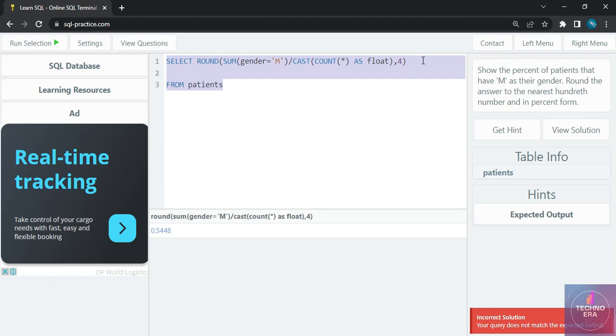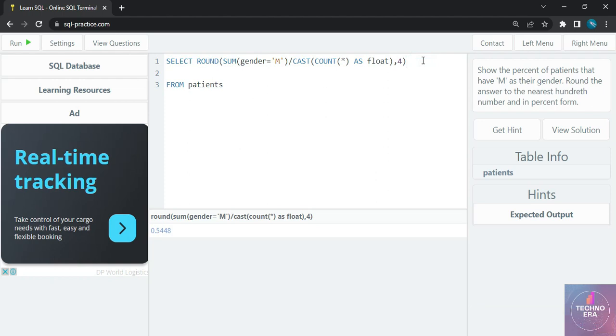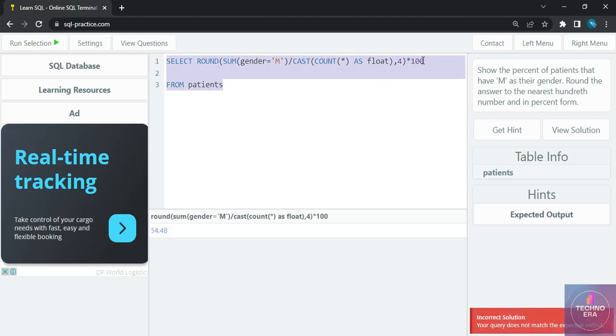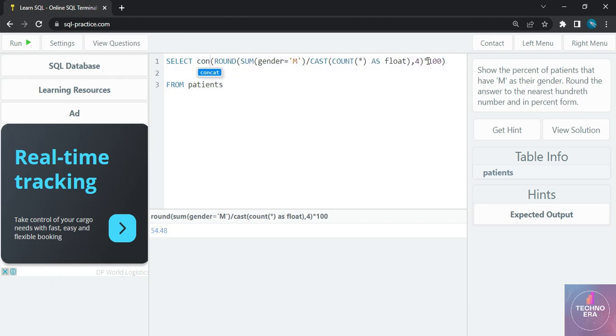Now we will multiply this number by 100 because we have to convert this into percent form. After multiplying by 100 we'll execute and check. Yeah, 54.48.